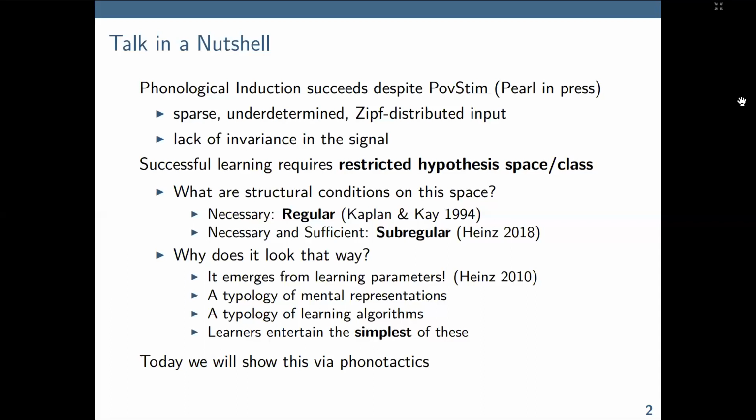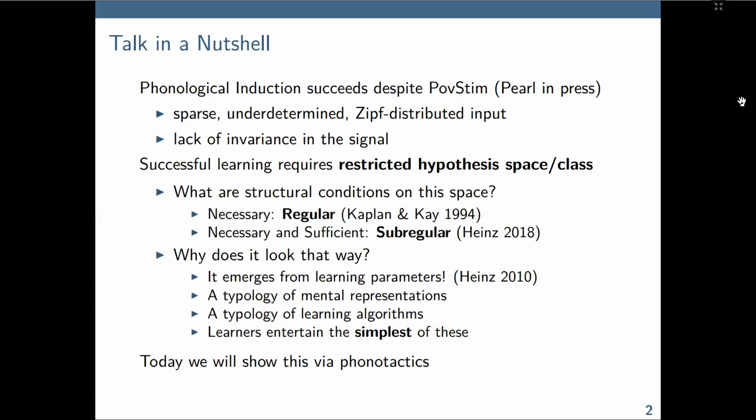So today we're going to generalize this by discussing a typology of mental representations and a typology of learning algorithms. These are the learning parameters that we're considering. The type of structure that you're looking at, and the type of learning algorithm that works over these structures. And our hypothesis is going to be that learners entertain the simplest of these, and so we'll demonstrate what that means. And today we're just going to show this via phonotactics, okay?